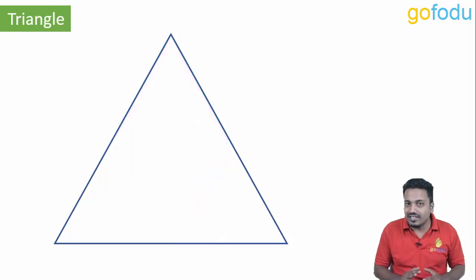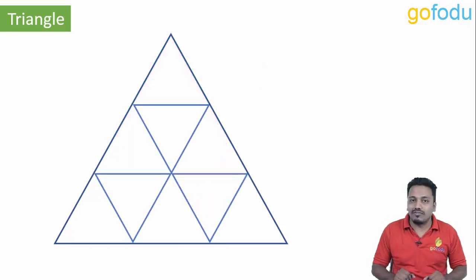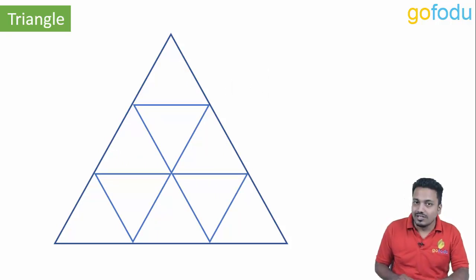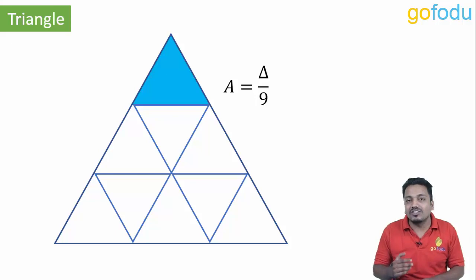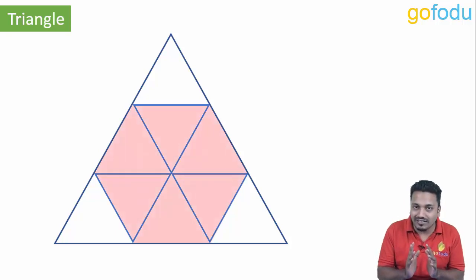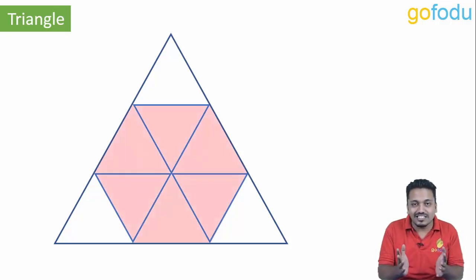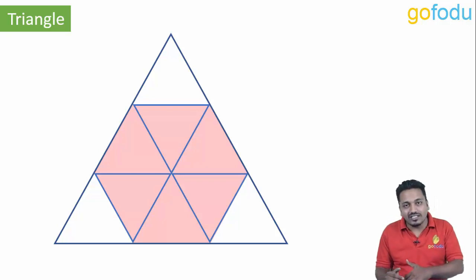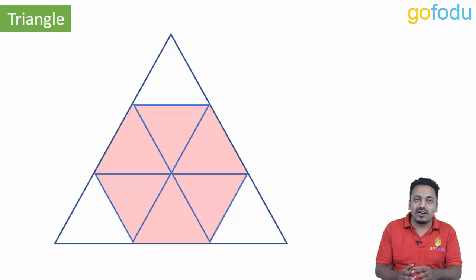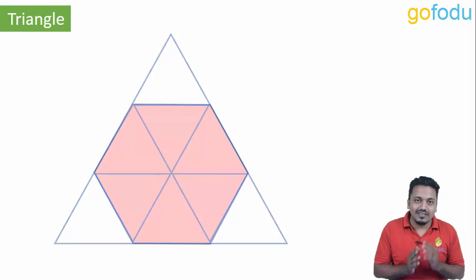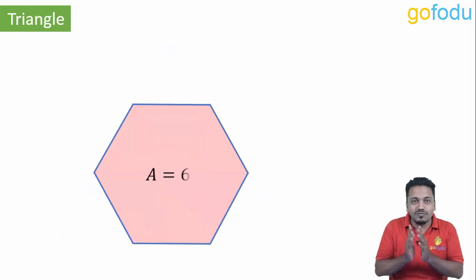Now we can also divide the equilateral triangle into 9 smaller equilateral triangles like this. So area of each smaller triangle is 1/9 of the bigger triangle. Now did you notice a regular hexagon formed in between? Yes, 6 equilateral triangles can form a regular hexagon, or we can say a regular hexagon can be divided into 6 equilateral triangles.